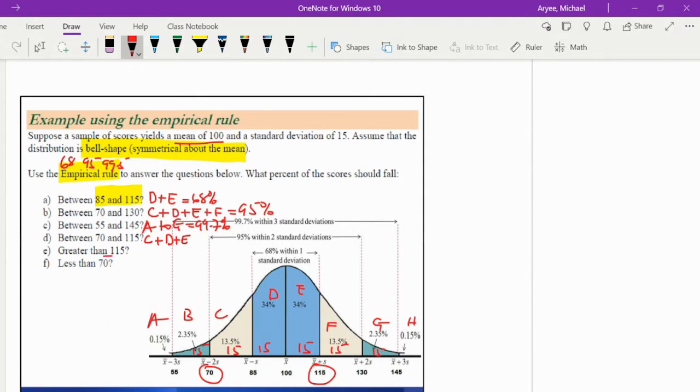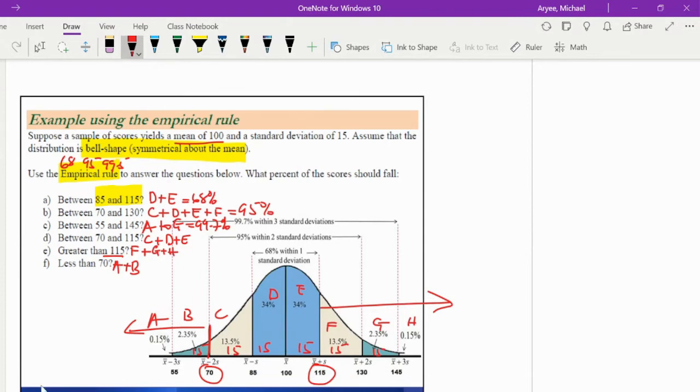Now the next one says greater than 115. Greater than 115 will be F plus G plus H. So everything 115 and above. Then the last question says less than 70. So this is 70. It means only A plus B. Less than 70 is this area, below 70. So you're looking at A and B.